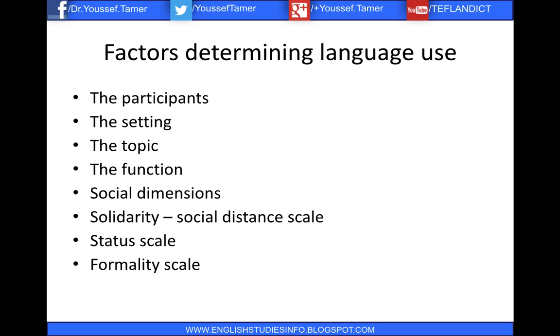For example, when we talk about functions, we can also talk about formal and informal contexts, and we talk about the setting as well. So we can find them together. It doesn't mean that each one determines language use alone, but in combination with other variables. Function scale, this is already mentioned.